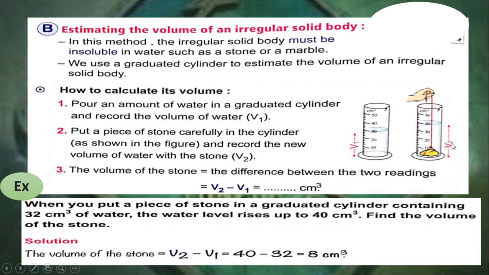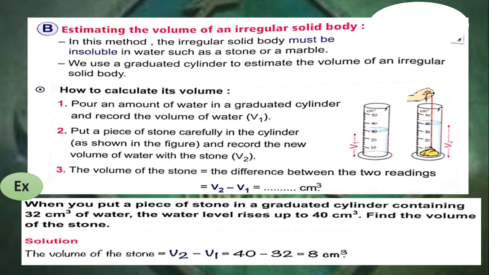So V2 equals the volume of the stone and the volume of water. But we need the volume of the stone. So the difference, V2 minus V1, is the volume of the stone. Don't forget the rule: V2 minus V1. Don't forget the unit, cubic centimeter or milliliter.